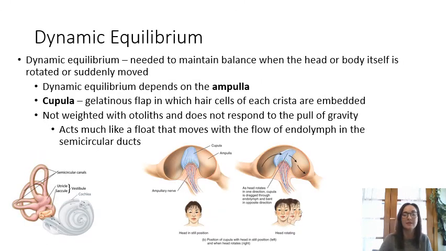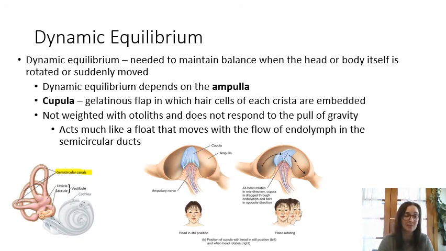Right. And then as far as dynamic equilibrium, again, it's more like when you're trying to maintain balance when you're moving, when you're spinning around, when you're dancing, whatever you're doing. As you're spinning around, dynamic equilibrium happens in the semicircular canals. So where static equilibrium happens in the vestibule, dynamic equilibrium happens in the semicircular canals. As we look at these semicircular canals, first of all, notice that there are three, and they're at right angles to one another.